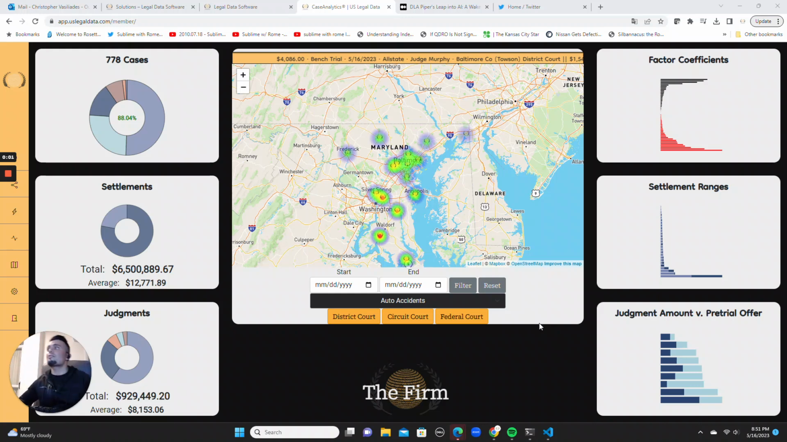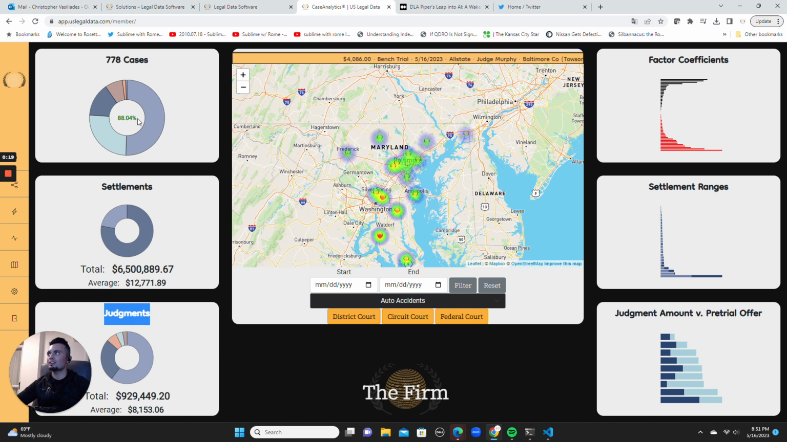So here we have our analytics dashboard. You're going to have in the top left here the total number of cases that you've submitted into the database. You're going to have your settlements under that, your judgments under that. You're going to have a breakdown for your case statuses.